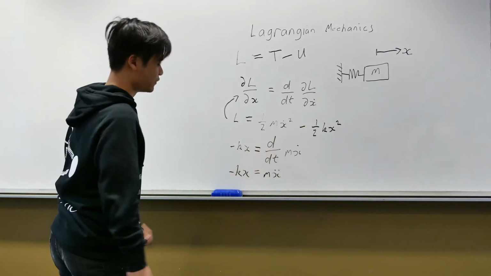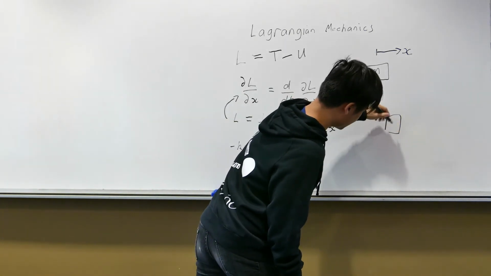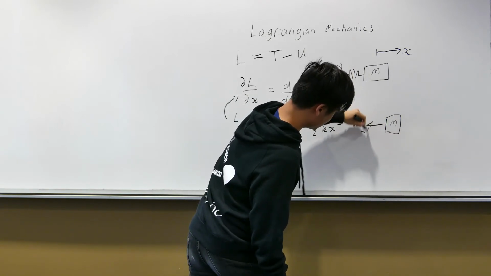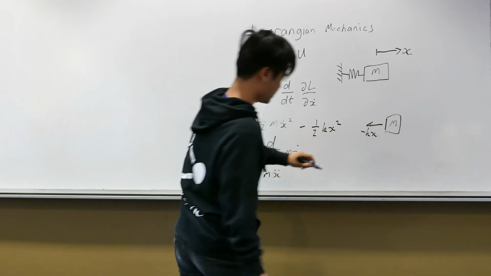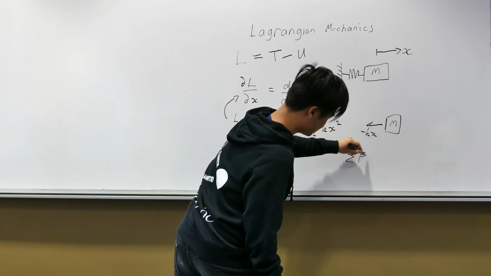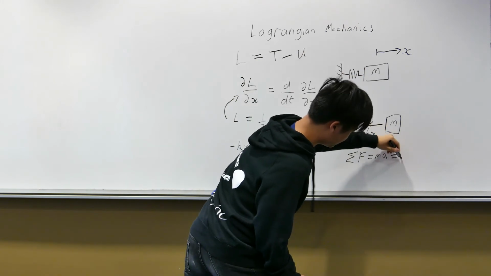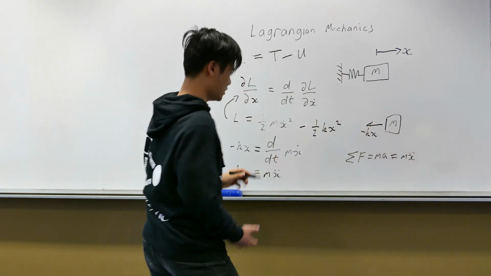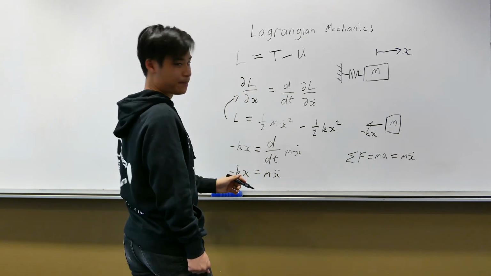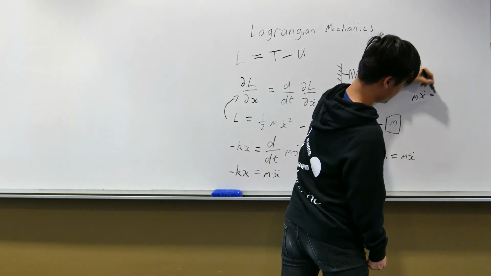This is the equivalent of using Newtonian mechanics, where if you draw a free body diagram, you have your mass here, and the only force is due to the spring, which is minus kx. And in Newtonian mechanics, you get that the sum of the forces is equal to ma, which in this case will also just be m x double dot. So both of these formulations will get you the same result, which is that m x double dot is equal to negative kx.